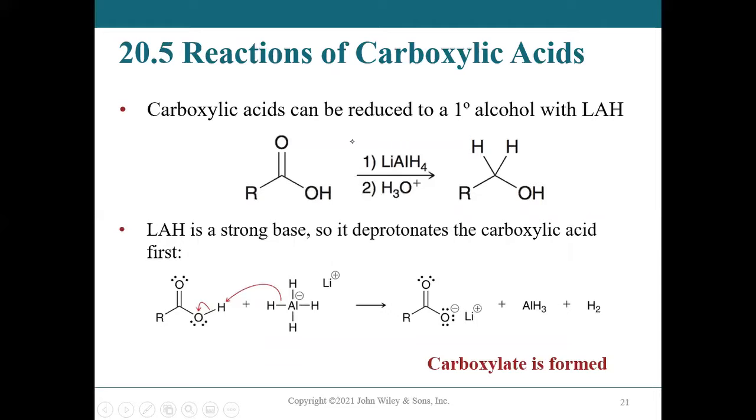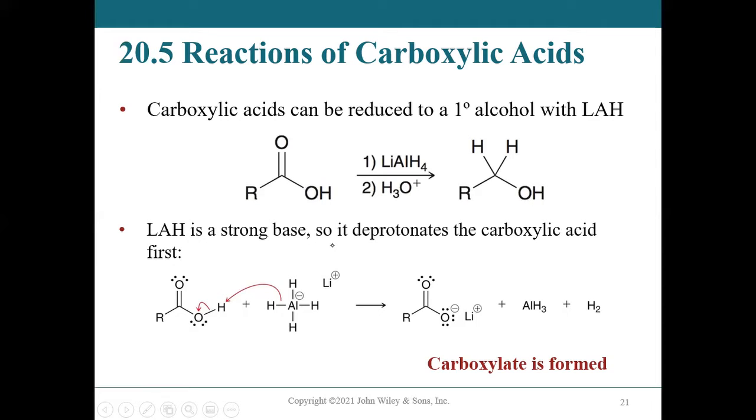Carboxylic acid can be reduced to a primary alcohol with lithium aluminum hydride. So this is the carboxyl functional group, and LAH is lithium aluminum hydride. We have to do two steps because that is a strong base. So first, without water, then use aqueous acid to produce the alcohol.